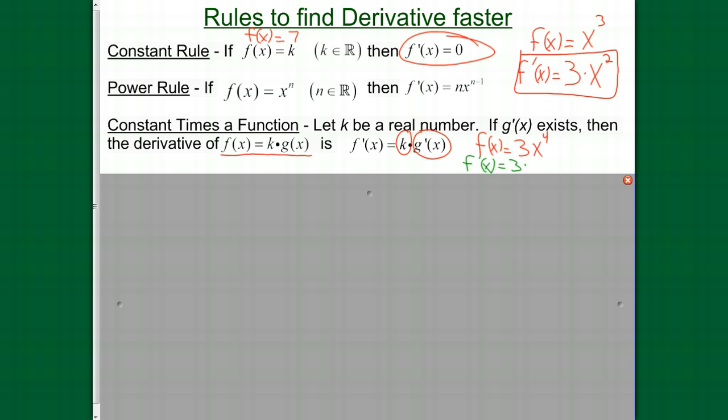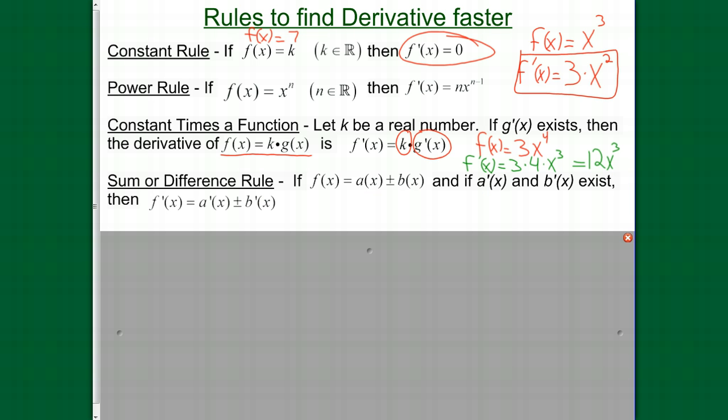The exponent of 4 moves out in front, as a multiplier, times x, decrease the power of the variable by 1. So 3 times 4 is 12x cubed. That would be the derivative of 3x to the 4th. So when there's a constant out in front, just keep it out in front. It just becomes another multiplier.